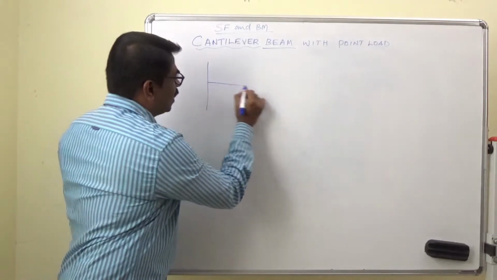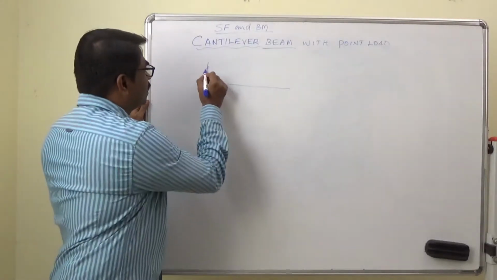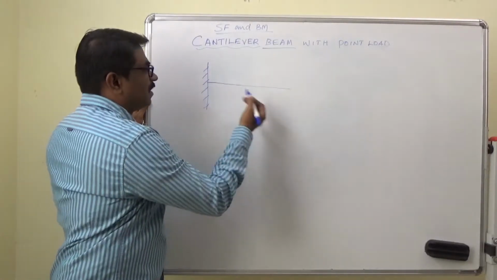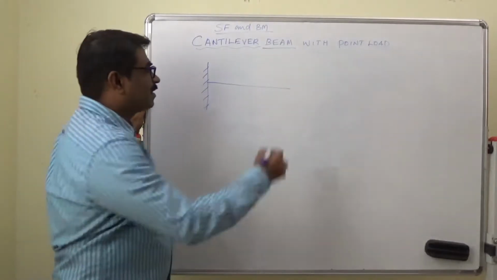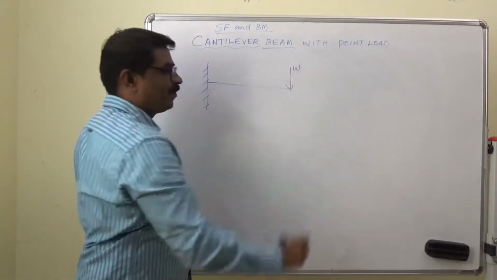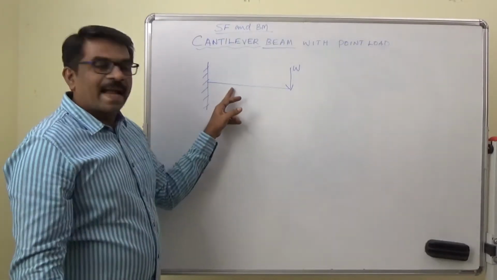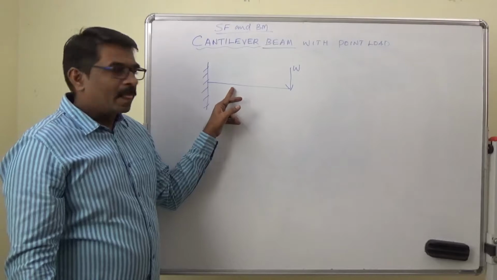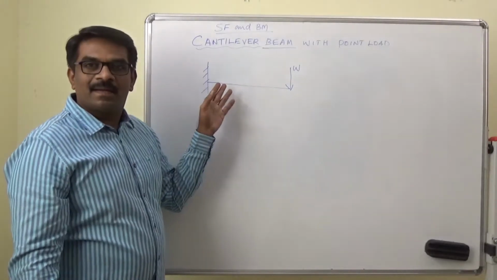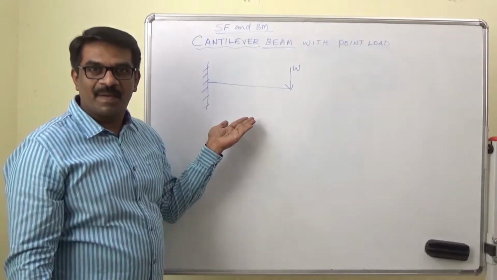So when we see this word beam, how do we represent a cantilever beam? Generally in any book you see it is drawn like this: one end fixed, the beam is free, and maybe a load acting at the free end, W is the load. This is a cantilever beam. Beam doesn't mean it has only a line. It's a representation of a cantilever beam.